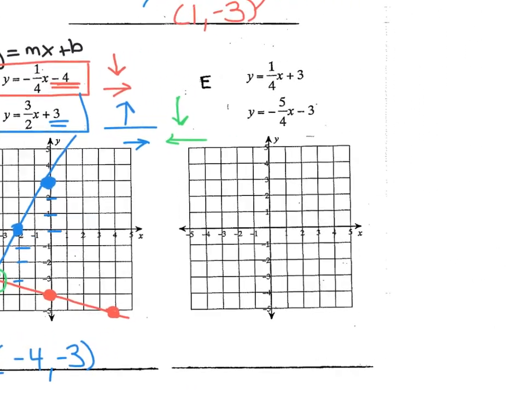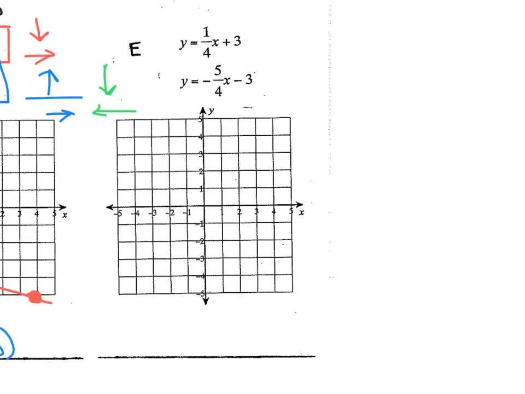For our last graph, our first line, we begin at +3. Our slope is 1/4, so we will go up 1 and right 4, and then the opposite from where we began, which is down 1 and left 4.